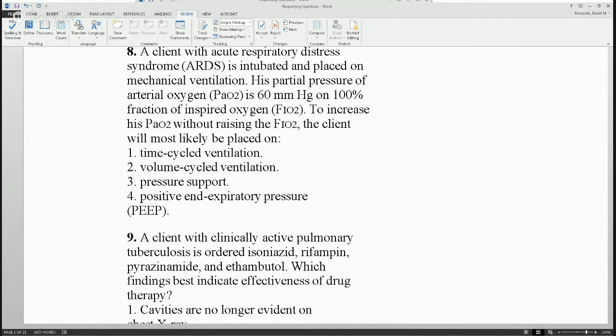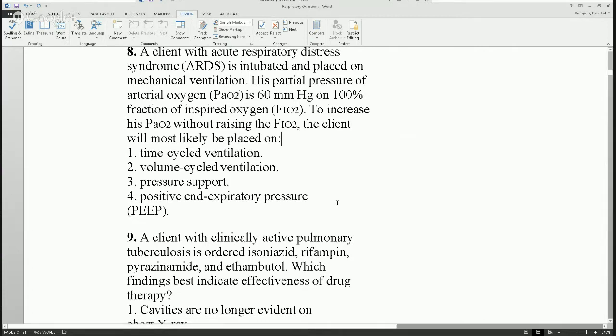But anyway, what you want to do with one of these people is put them on some positive end expiratory pressure. That's right. During mechanical ventilation, it improves gas exchange over the alveolar capillary membrane. A T-tube or a valve is less effective.